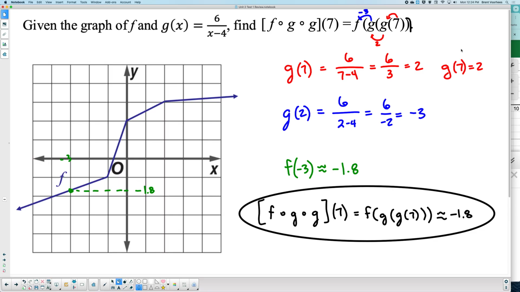One more time, notice, did I include in my answer this intermediate value of 2? Did that get listed as part of the answer? No. Actually, I didn't ever even use this 7 after the start. I used it one time and it was gone. Then I used the intermediate value of 2. It was gone. Then I used the intermediate value of negative 3 and it was gone. And then I took the final answer of negative 1.8. Okay, I have one more. Let's try it one more time.